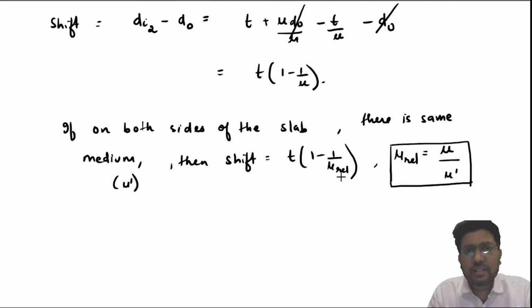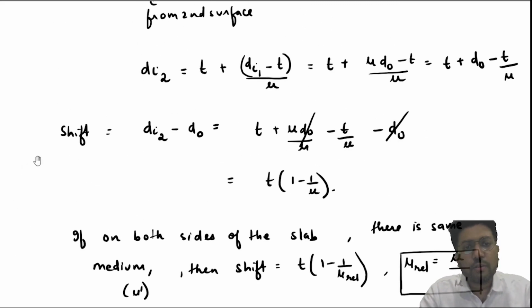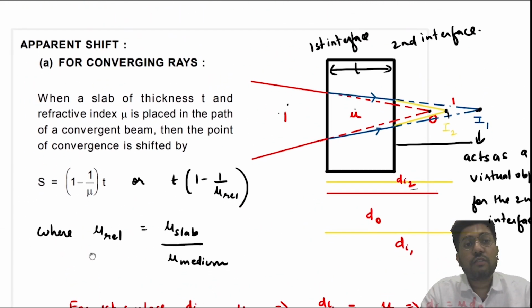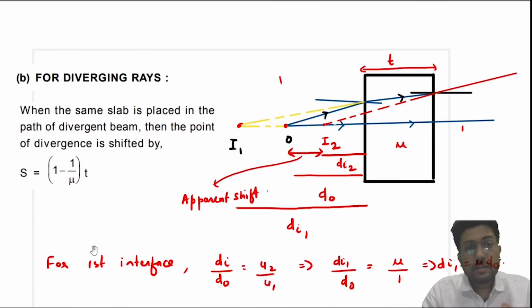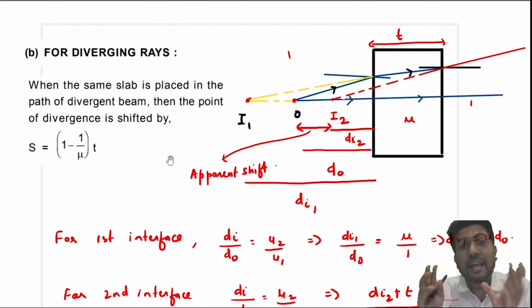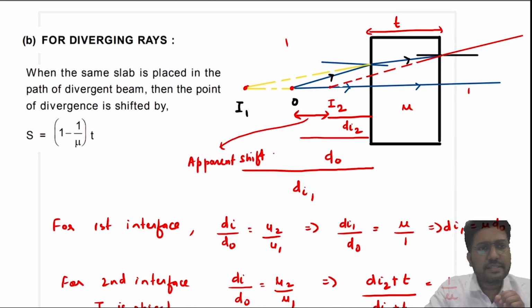Now what is the importance of this formula? What are the important points regarding this formula? We will discuss that, but before that we will also derive it for a diverging ray. Listen carefully.